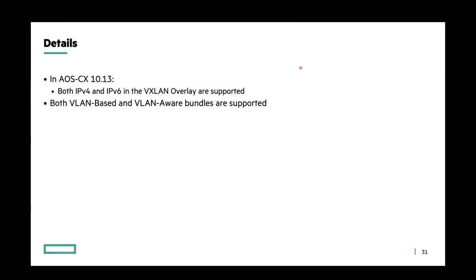So some other important details to mention. As of AOS-CX 10.13, we support both IPv4 and IPv6 in the VXLAN overlay. Also, in terms of VPN services, we support VLAN-based and VLAN-aware bundles.